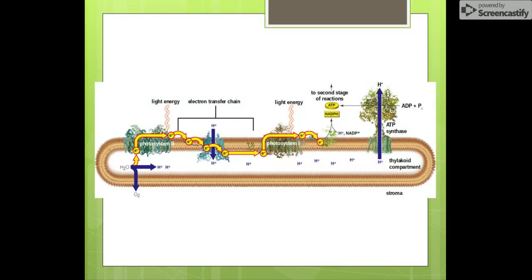Okay, so again, things that we need for this process: sunlight and water. We produce oxygen, NADPH, and ATP. And again, these are the light-dependent reactions.